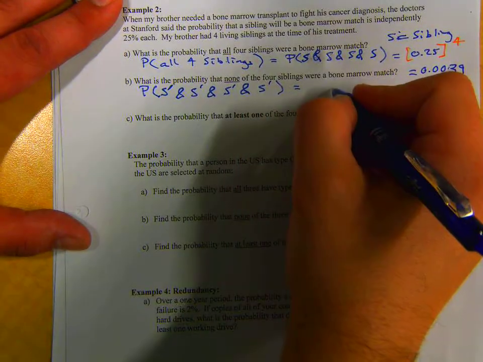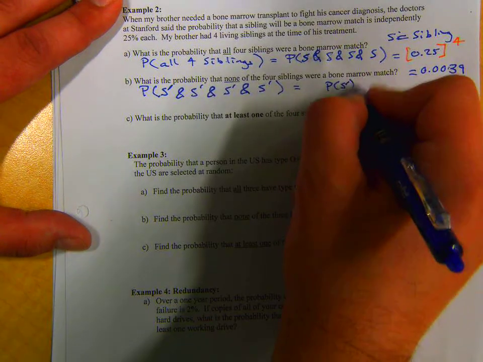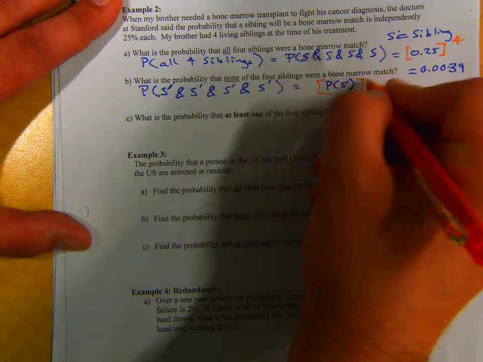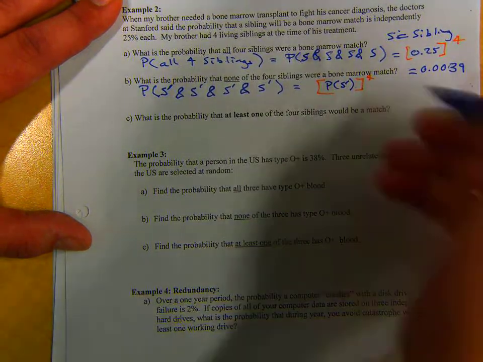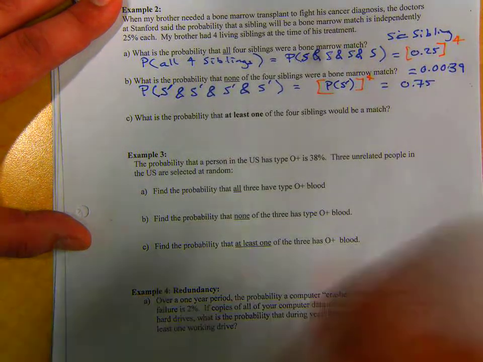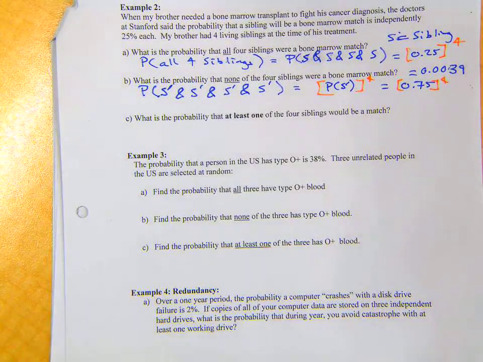So what would that be? This would be the probability that you're not a bone marrow match raised to the 4th power. But what is the probability that you're not a bone marrow match? It's 0.75. So 0.75 raised to the 4th. What rule did I just use to find 0.75? That's the complement set. That's the complement idea. We used it right there. First, let's see about the next problem.